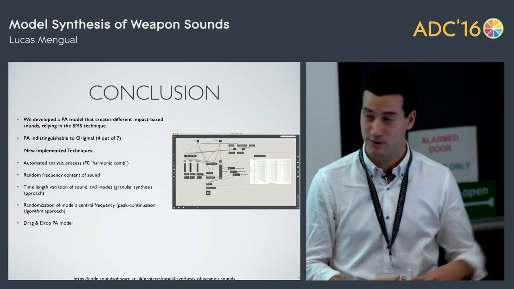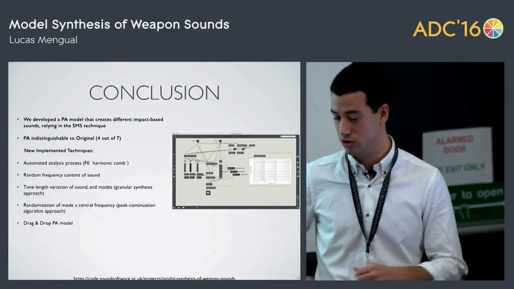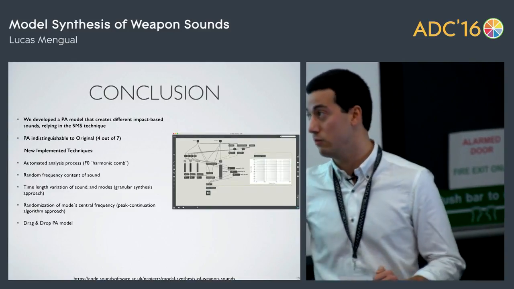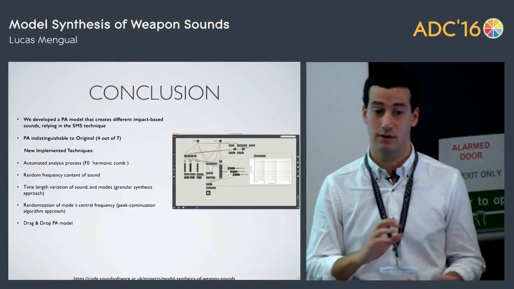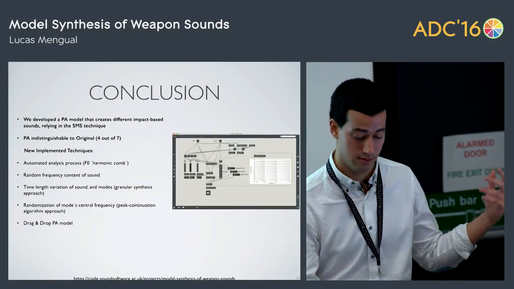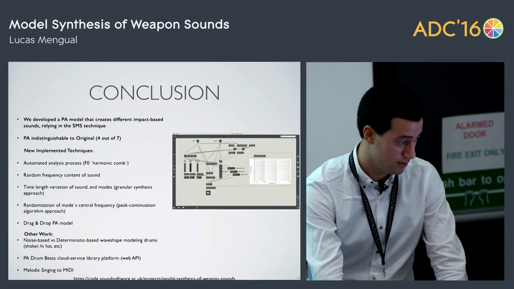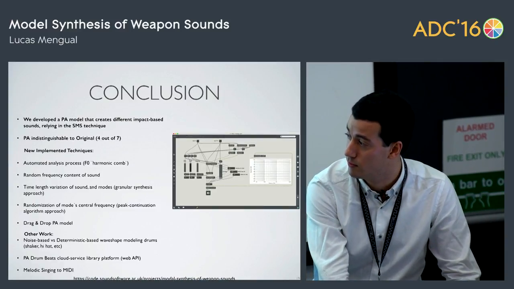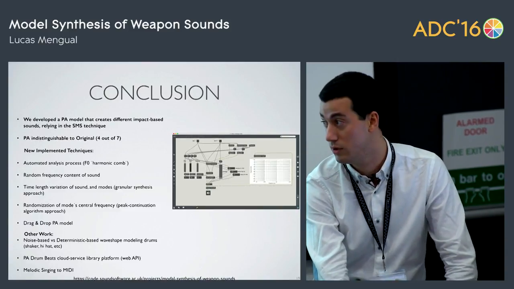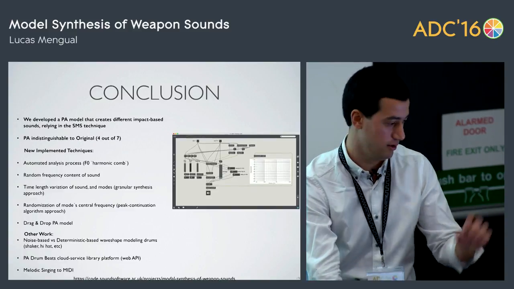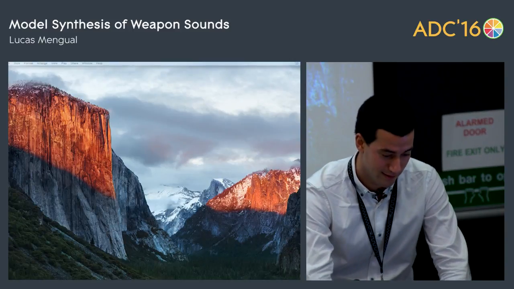And other stuff. After that, you can create a drag and drop plugin sort of model, where you just drag a sample, analyze it with the automated algorithm, and then it would spit out like 100 different types of gunfire sounds or weapon combat sounds. And other work that I do: procedural-based drum beats, a cloud server platform, all procedural, and melodic singing to MIDI. References, thank you.